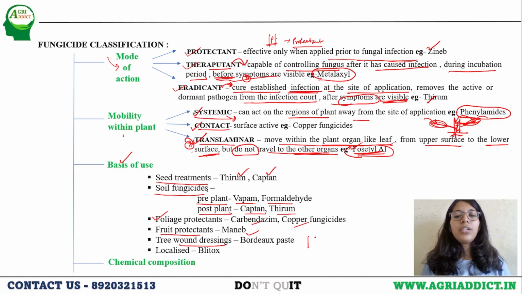Tree wound dressings: in a tree, the bark can be wounded, and that wound site can be a vulnerable site for infection by a pathogen. So that wound can be dressed with Bordeaux paste, and for localized application, for example, Blitox. And apart from these three classifications, fungicides can also be classified on the basis of chemical composition, and the chemical composition classification is the most important one.